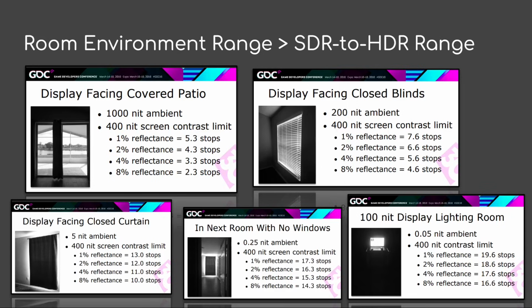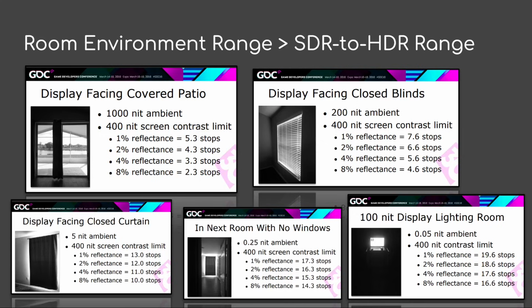Now I will note that this last one's kind of a fake one. It was actually measured, meaning I had a 100 nit ambient display, and I measured a 0.05 nit ambient level in the room being lit by that display. But then I did the computation as if I had a 400 nit screen, which is not exactly right. I would have to remeasure the ambient level with a 400 nit screen, which I didn't have at the time.